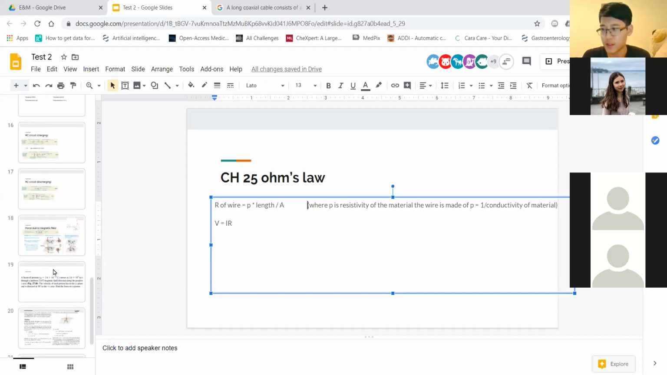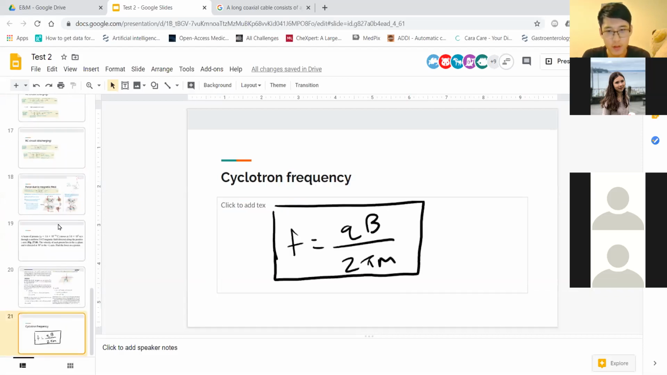So does that answer everything that you said, all your questions about resistance and resistivity? Yeah. Okay, cool. One more quick thing related to resistance.